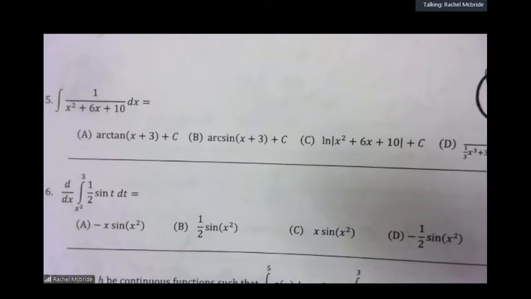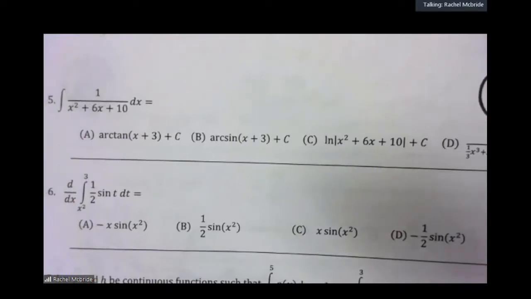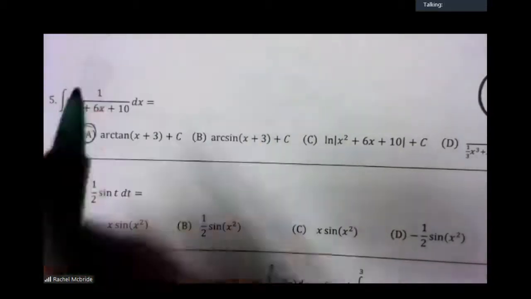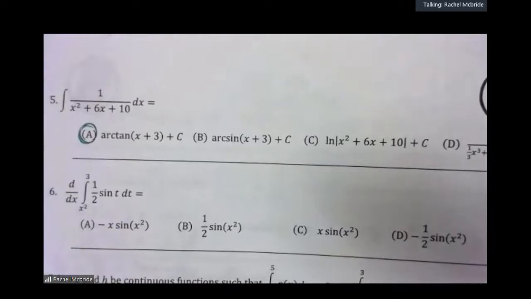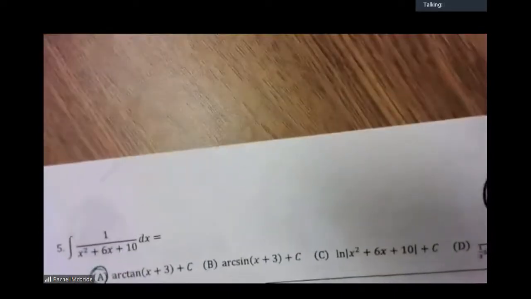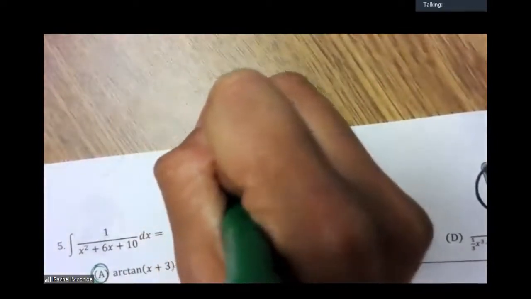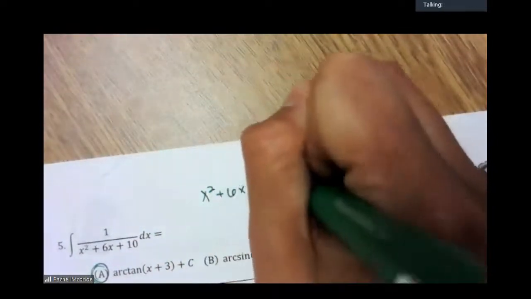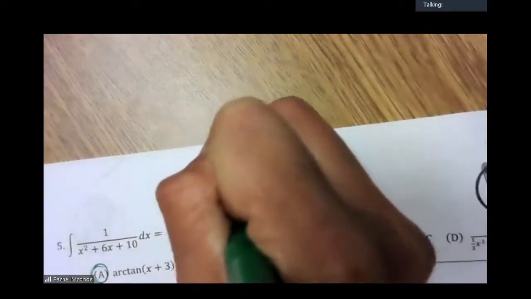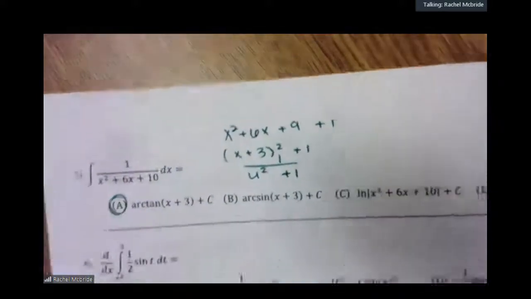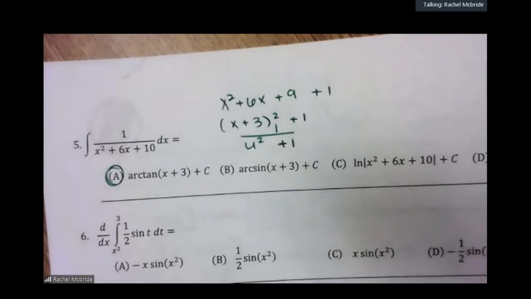We're going to skip 5 because 5 is an arctan, because you could technically factor that. And it would be a u squared plus 1 on the bottom. But like I said, don't have to worry about that.